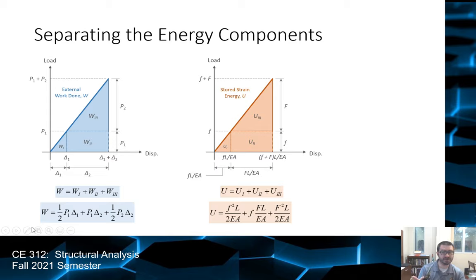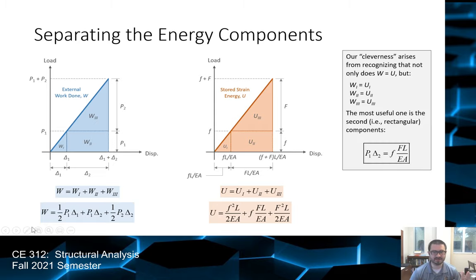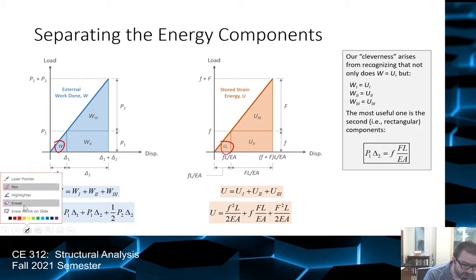But let's go back to our law of conservation of energy. The law of conservation of energy says that energy cannot be created or destroyed. So W equals U, okay? But here's the kicker. Here's what the cleverness is. The cleverness is not just that W equals U, but each of these regions are also equal. So W1 equals U1, W2 equals U2, W3 equals U3. Each of these regions equal one another respectively.